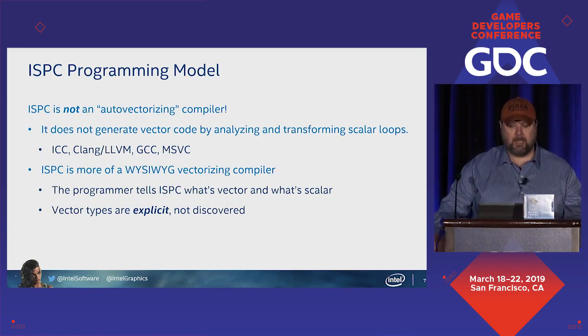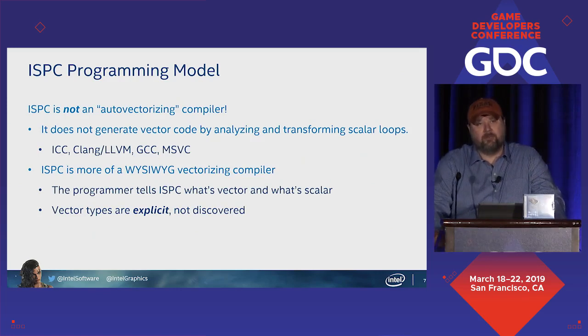What is ISPC not? ISPC is not an auto-vectorizing compiler. It doesn't analyze your loops and automatically promote things to vectors and do it like ICC or Clang or GCC or MSVC. It's more of a WYSIWYG vectorizing compiler. You, the programmer, tell ISPC what's vector and what's scalar, and vector types are explicit and not discovered.